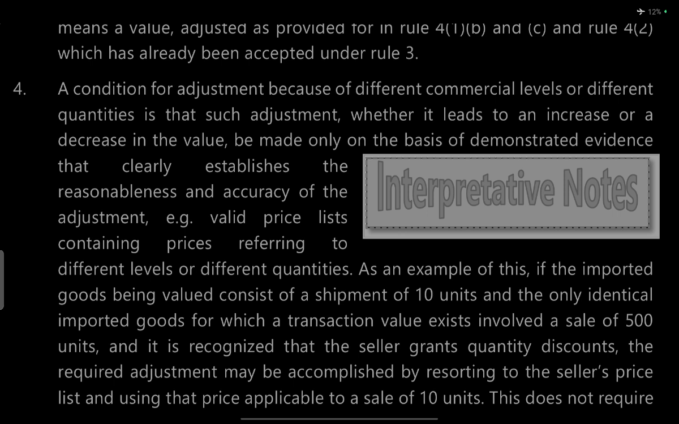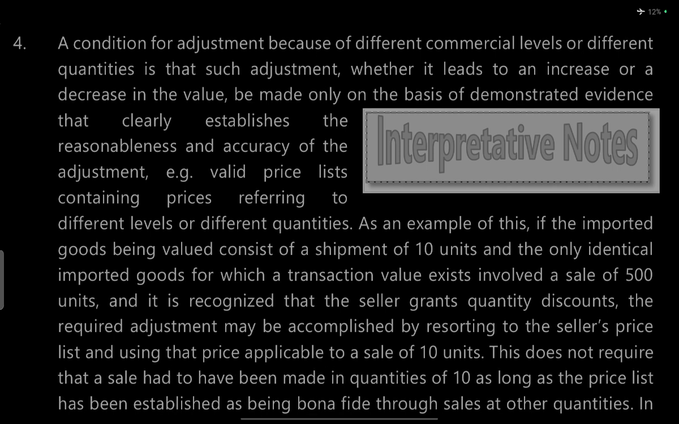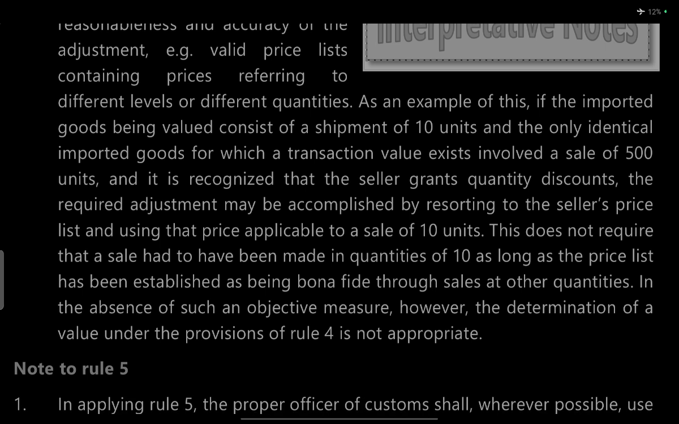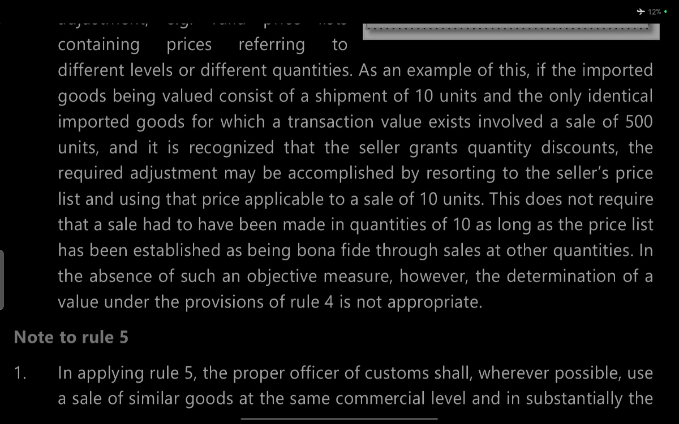Example: a valid price list containing prices referring to different levels or different quantities. As an example of this, the imported goods being valued consist of a shipment of 10 units, and the only identical imported goods for which a transaction value exists involve a sale of 500 units. It is recognized that the seller grants a quantity discount, and the adjustment may be accomplished by resorting to the seller's price list, using the price applicable to the sale of 10 units.